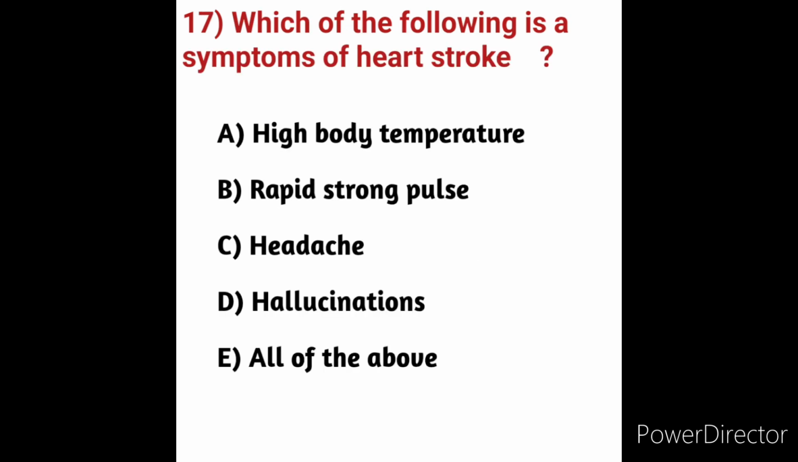Next we will move on to question number 17. Which of the following is a symptom of heat stroke? We will see the options. Option A, high body temperature. Option B, rapid strong pulse. Option C, headache. Option D, hallucination. Option E, all of the above. Heat stroke is the most serious heat related illness, sometimes called hyperthermia. Heat stroke is a condition characterized by overheating of the body, usually resulting from prolonged exposure to high temperature.